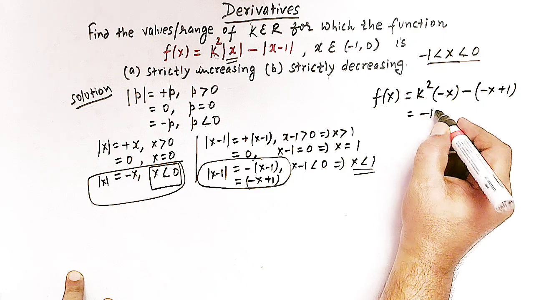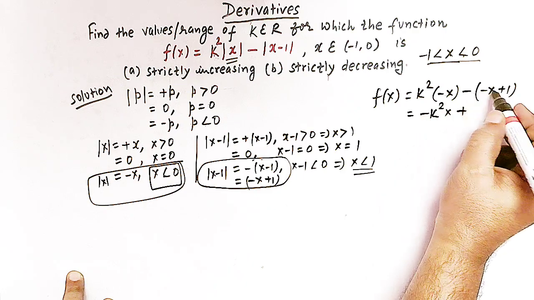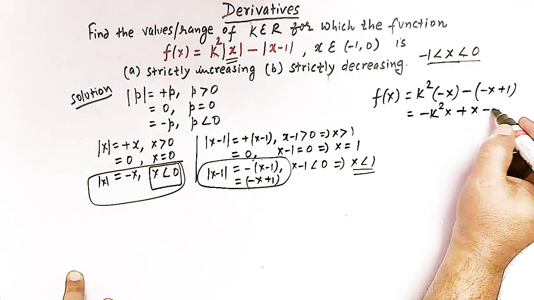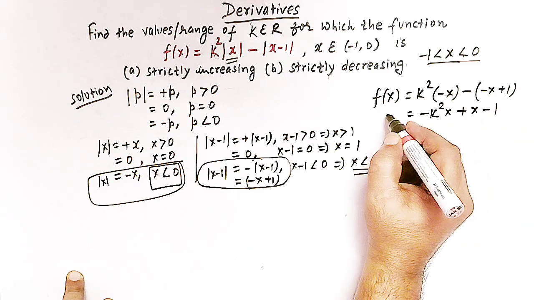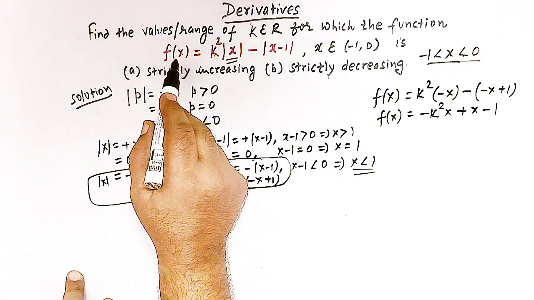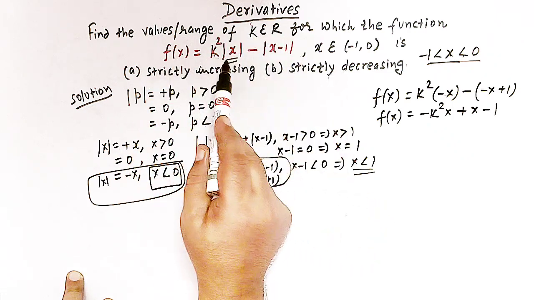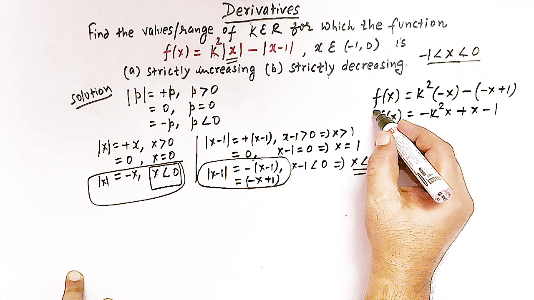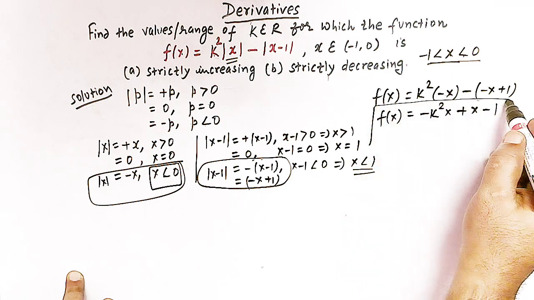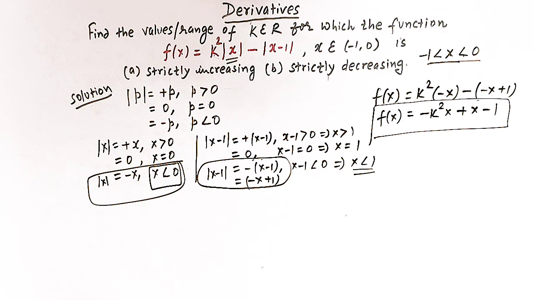So we can now write minus k square x, and here we have positive x, then here we have minus 1. So the modified form of f of x after incorporating the definition of mod function is equal to minus k square x plus x minus 1.